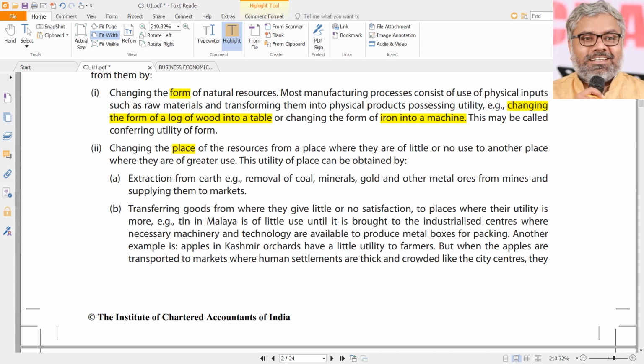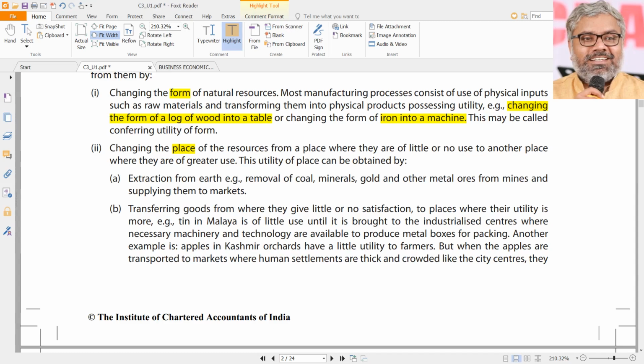But how is it possible that I am able to be audible to you, and you are able to listen to me and understand the explanations that I am giving? How is this all possible? We are not at the same place, but still the technology has created that place utility. The internet has created that place utility.